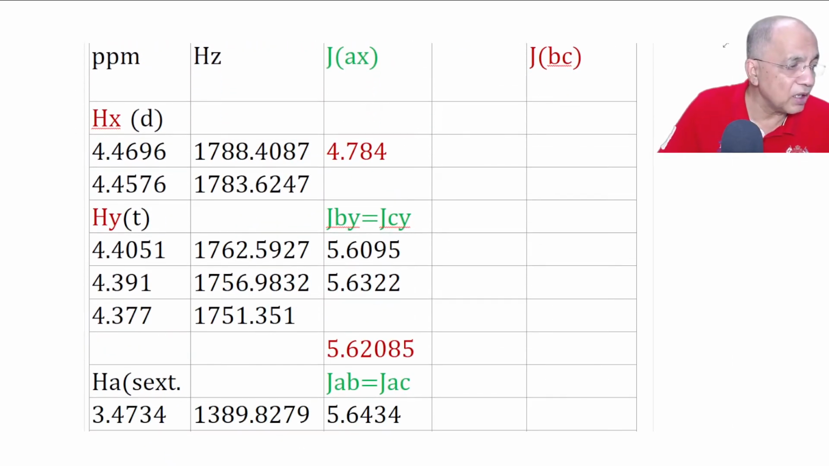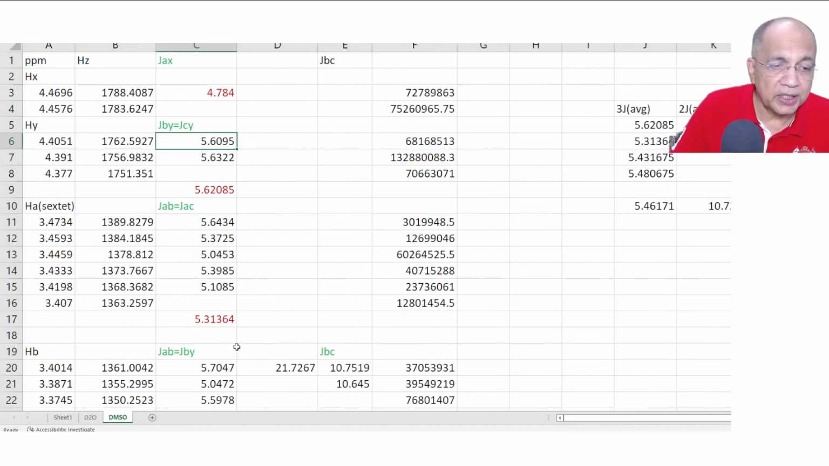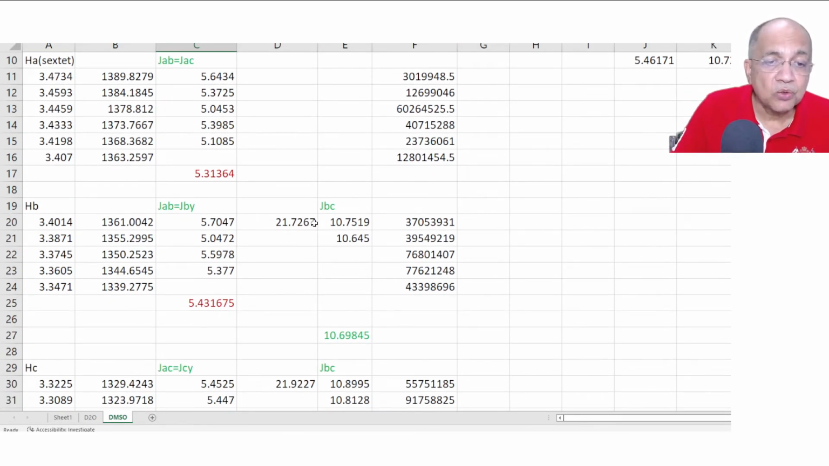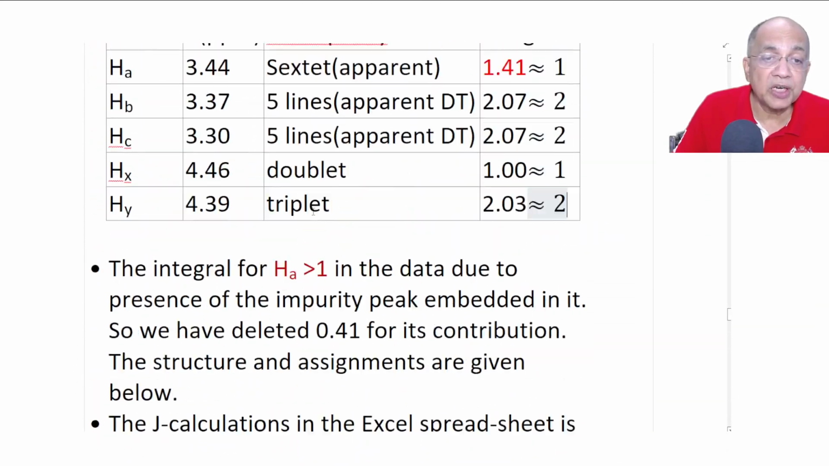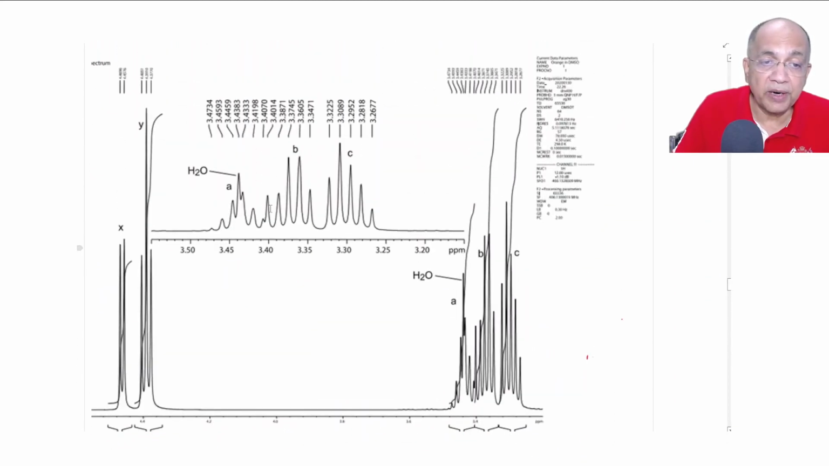If I show you the data for the DMSO, for JHB, here we have taken now C, which data we have taken. This is 20, 22, means 1 and 3. And here also we have taken 21, 23, means this one and this one. That means in the spectrum, to find the big J, we have taken this one, this one, this one, and this one, because the coalescence has happened somewhere here.